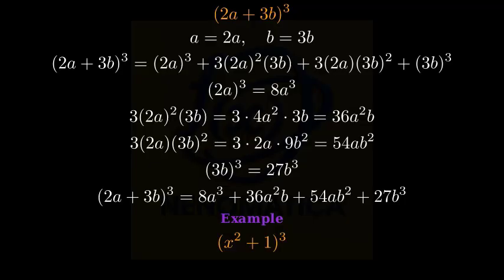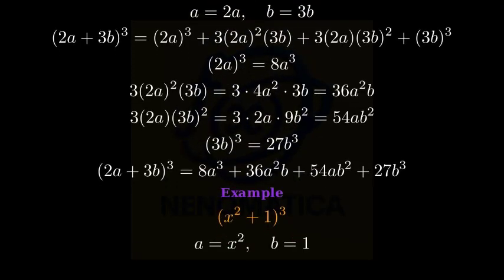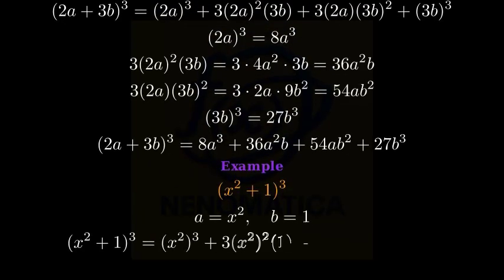First, we need to identify what our a and b values are in this expression. In this case, a is x squared and b is 1. Now, let's apply our binomial cube formula again. We substitute a with x squared and b with 1 in our formula. This gives us (x squared) cubed plus 3 times x squared times 1 plus 3 times x squared times 1 squared plus 1 cubed. Let's calculate each term individually for this example.